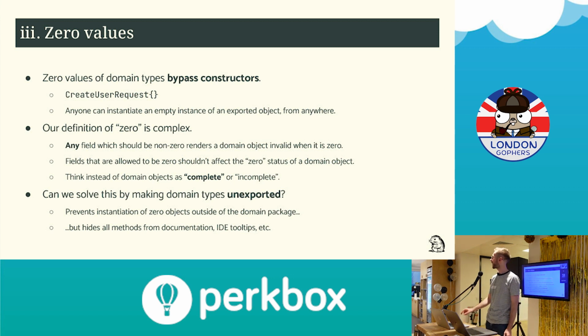And moreover, our definition of zero here is actually quite complex, because it's not just that the whole object is empty. It's that any field inside a complex struct which should be non-zero renders the whole domain object invalid when it is zero, even if the others are valid. So start getting in the habit of thinking of these domain types as either complete or incomplete. Complete is valid, incomplete is not.